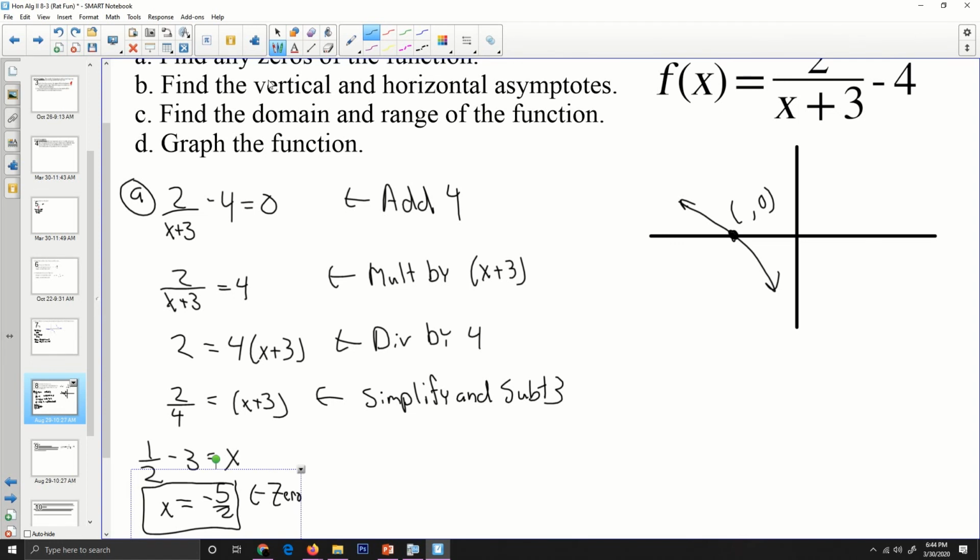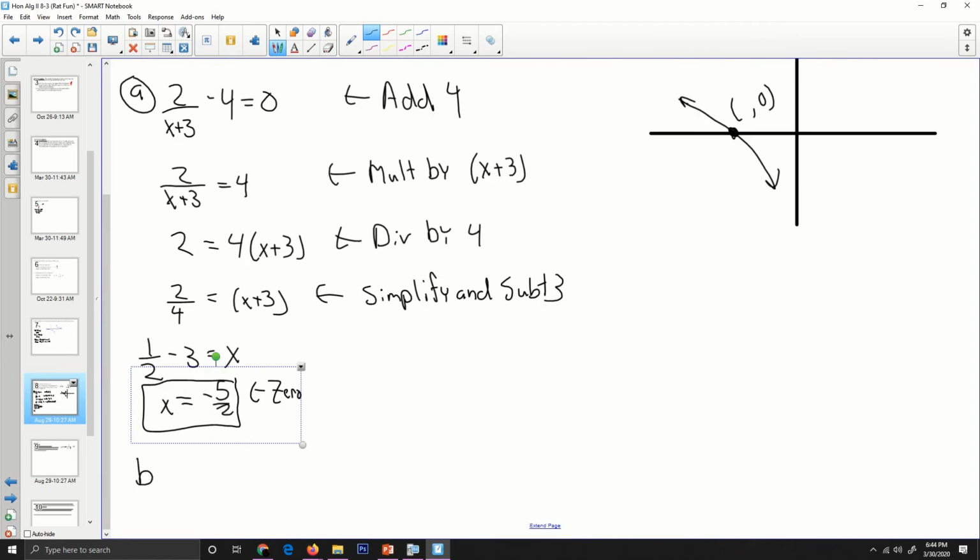All right. Find the vertical and the horizontal asymptotes. So part B, vertical, and then the horizontal.